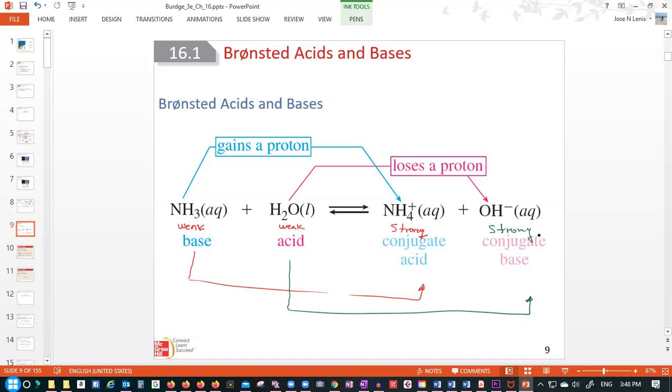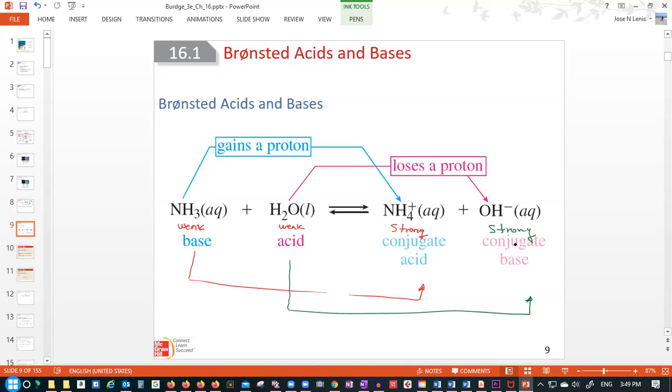Did you notice any interesting pattern here? That when we're talking about acid-base conjugate pairs, the weak forms strong. The weak base forms a strong conjugate acid. The weak acid forms a strong conjugate base. Keep that in mind, because we are going to need that analysis later on.